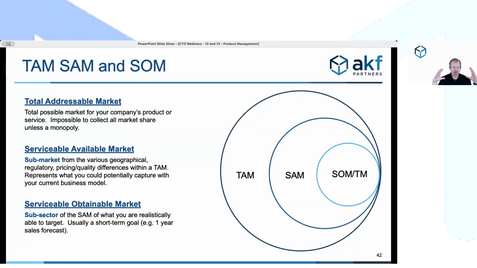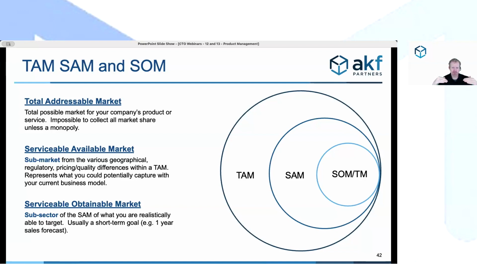The total addressable market is typically very, very large. And this is everybody that you could possibly serve. Think of this over the next 3 to 5 years of where the product could evolve or go. The service addressable market is what your product has today, how it's shipped today, how it can meet that subset of the market, and its existing capabilities.